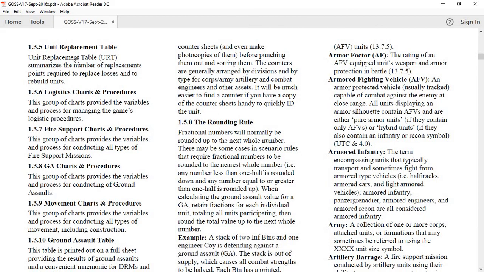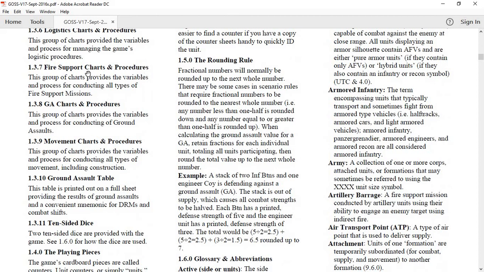Unit Replacement Table, URT, summarizes the number of replacement points required to replace losses and to rebuild units. Logistics Charts and Procedures. This group of charts provides the variables and process for managing the game's logistic procedures. Fire Support Charts and Procedures. This group of charts provides the variables and process for conducting all types of fire support missions.